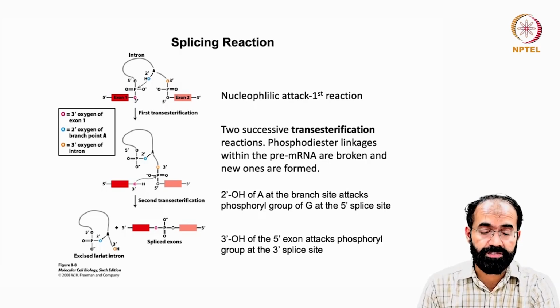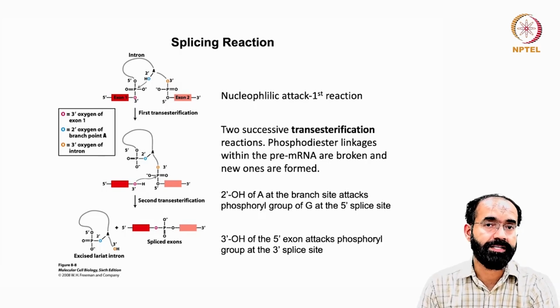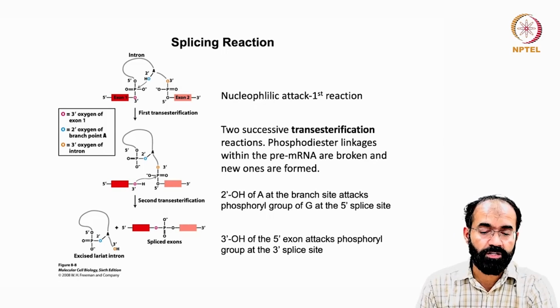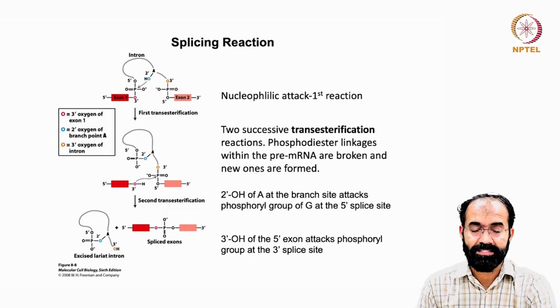The 2' OH of an A, always remember, it is the 2' OH of the branch point site A, or adenine at the branch site, that attacks the phosphoryl group at the G in the 5' splice site. We know the intron starts with G and the second base is U. The 3' OH of the 5' exon attacks the phosphoryl group at the 3' splice site.